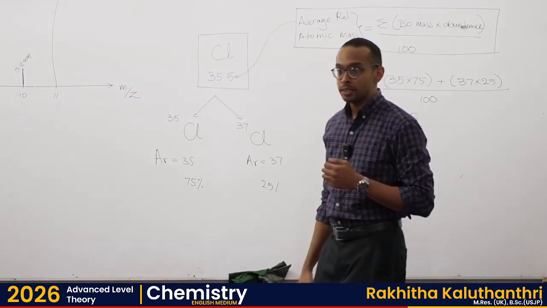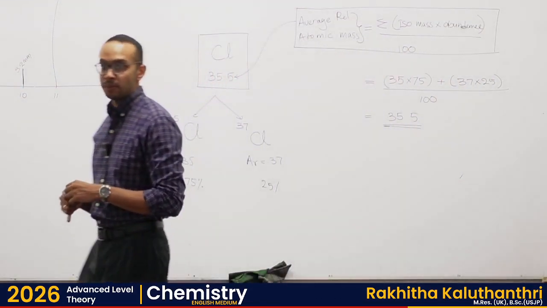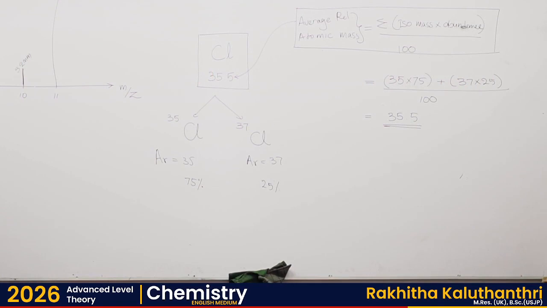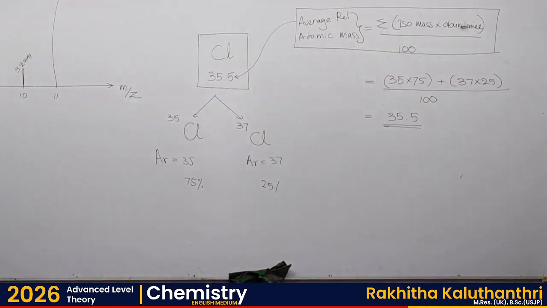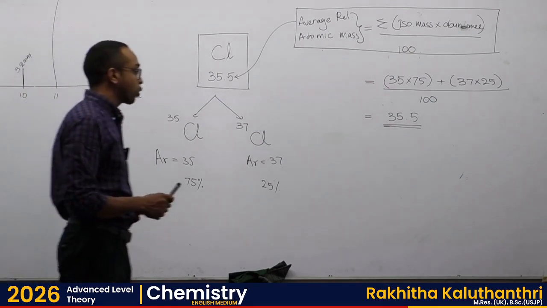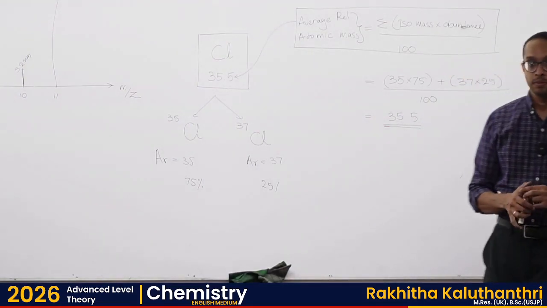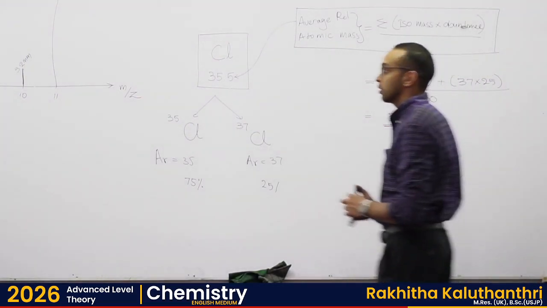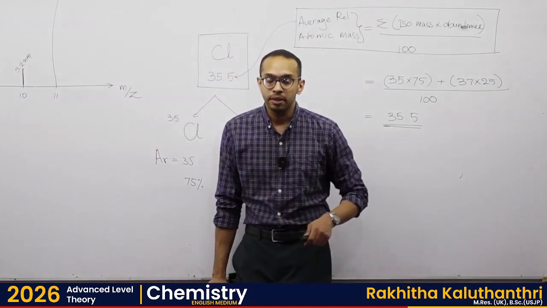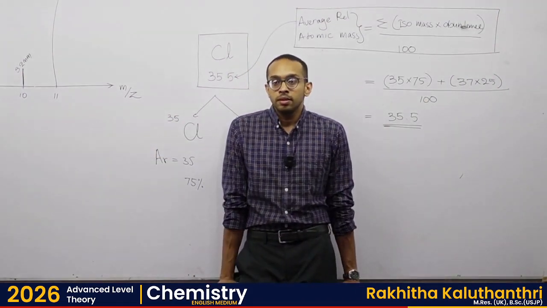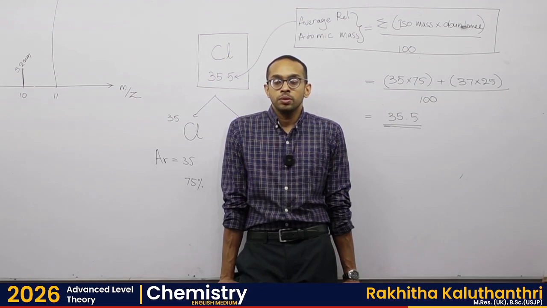Given below is the mass spectrum of boron. Mass spectrum of boron. This, right? Then you can write, using the information below, answer the following questions.